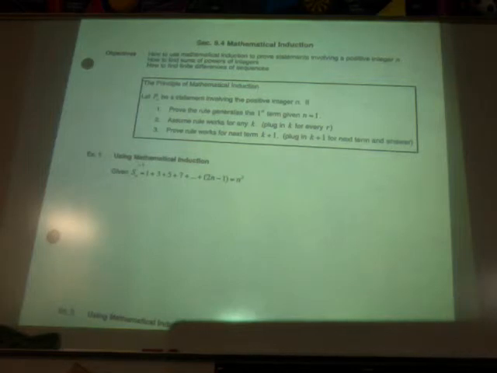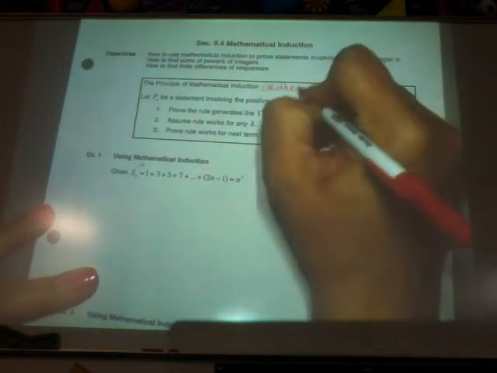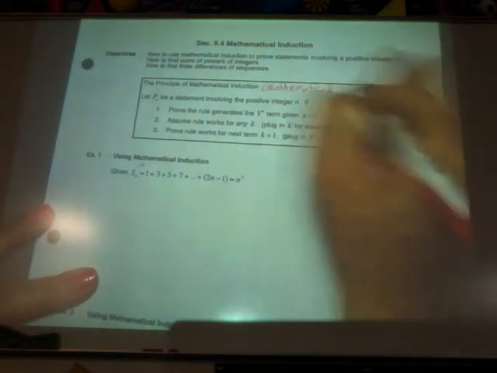Okay, so let's talk about 9-4. So 9-4, I've outlined for you, we're going to talk about mathematical induction, which is a real fancy word for mathematical proof. So you might want to put here that we're really talking about a mathematical proof. Now, it's not as bad as you think it is.